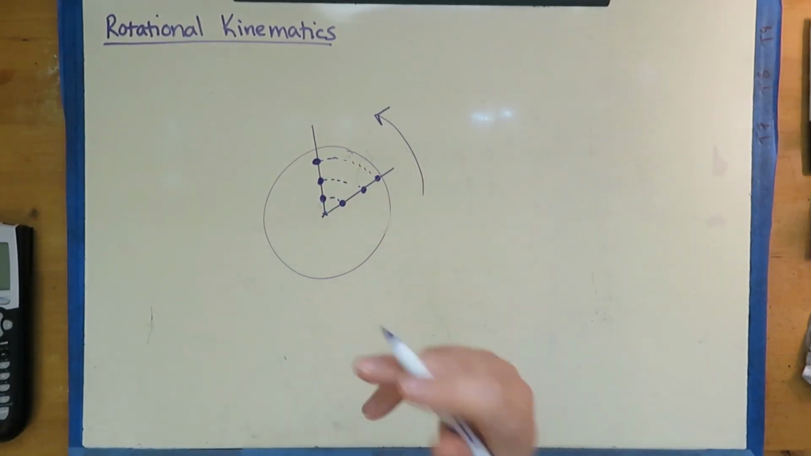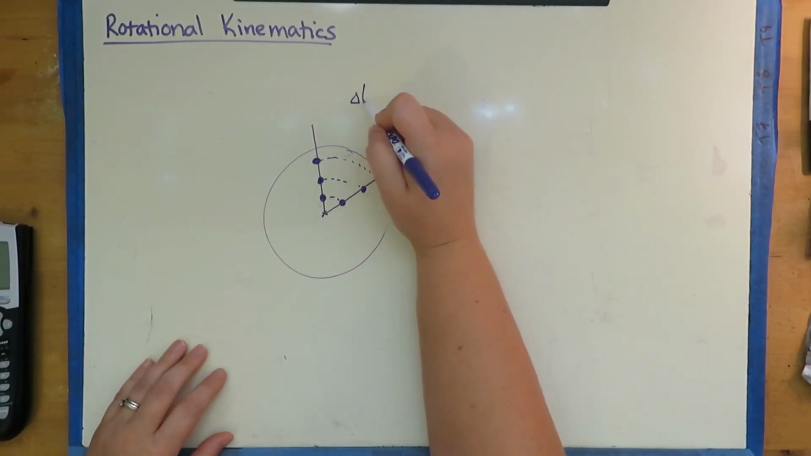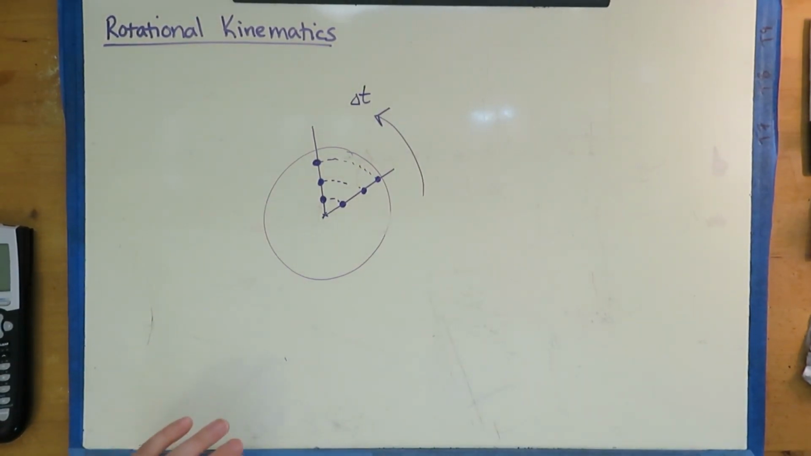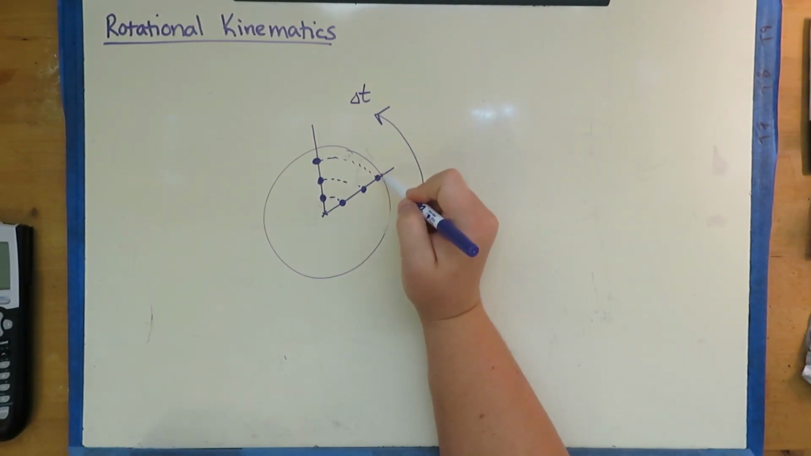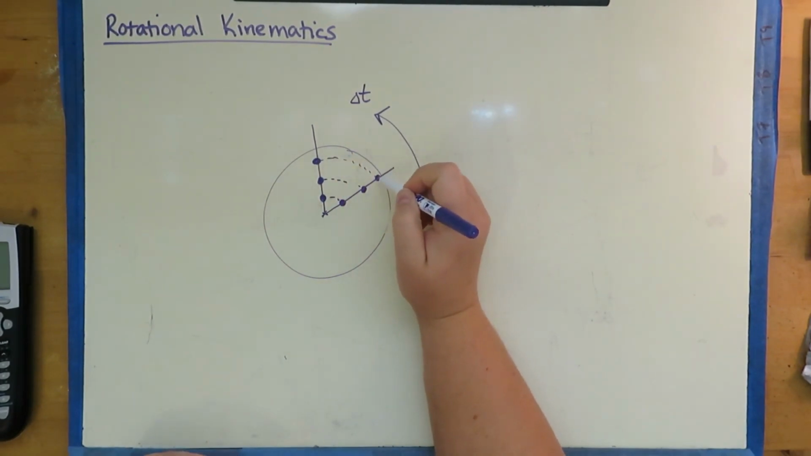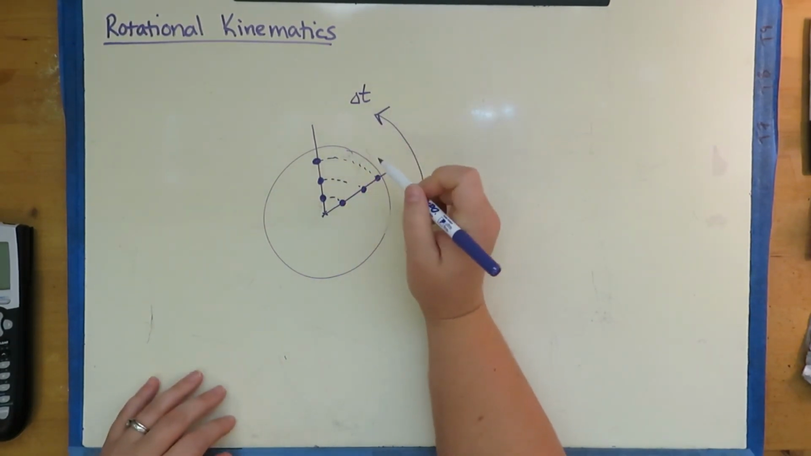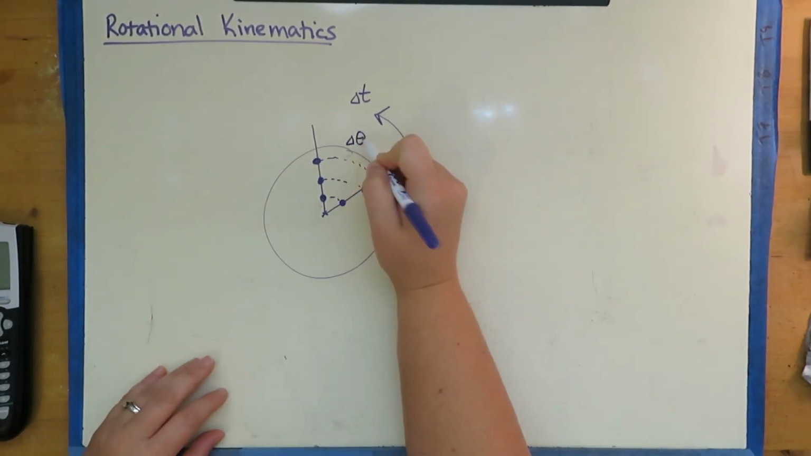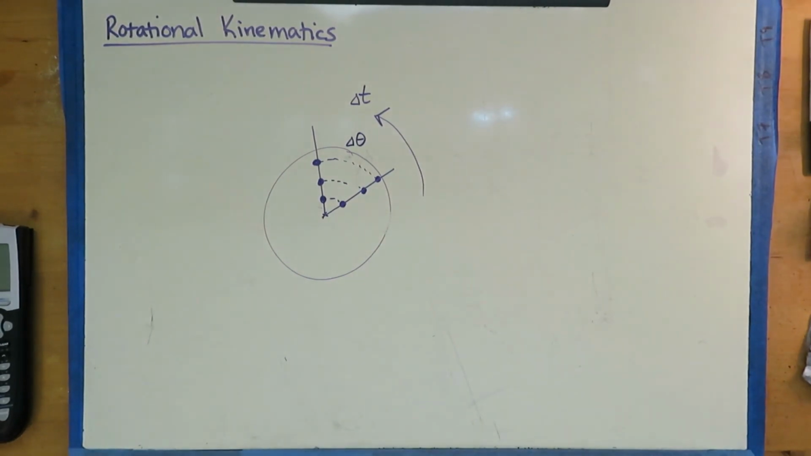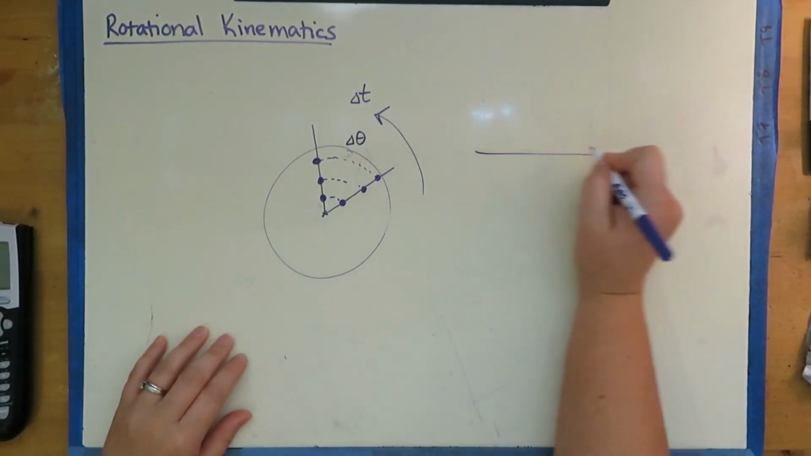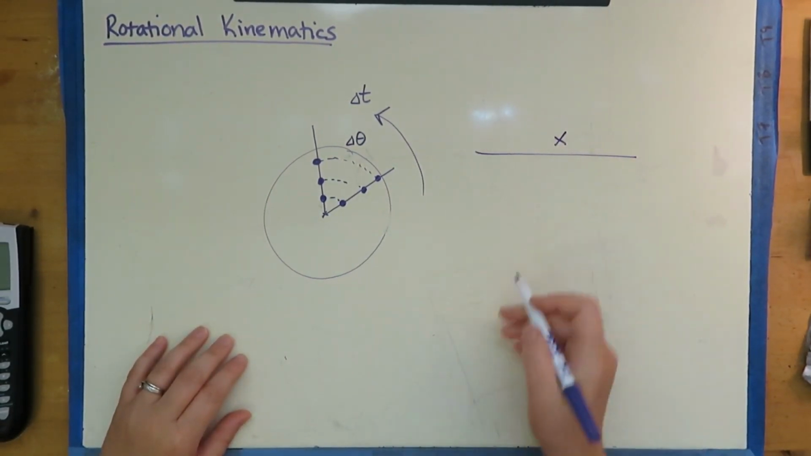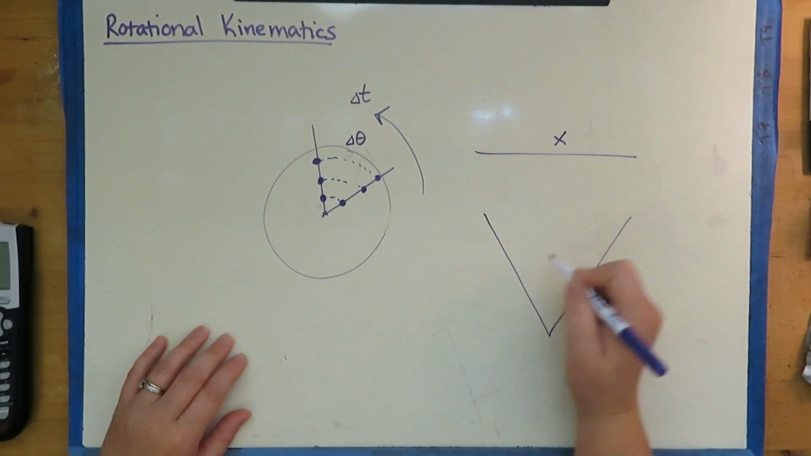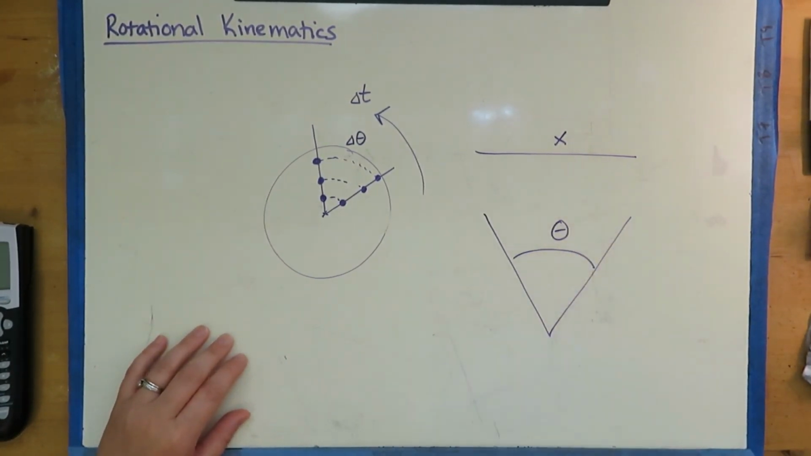Now, it's going to take some delta t for that to occur. They're going to travel at different linear speeds, because they're going to go different distances in that same amount of time. But what's true is they all travel through the same change in angle. So when we're talking about rotational kinematics, we're not talking about the linear distance traveled. I'm not talking about some position x. I'm talking about some arc, theta, that is traveled through.